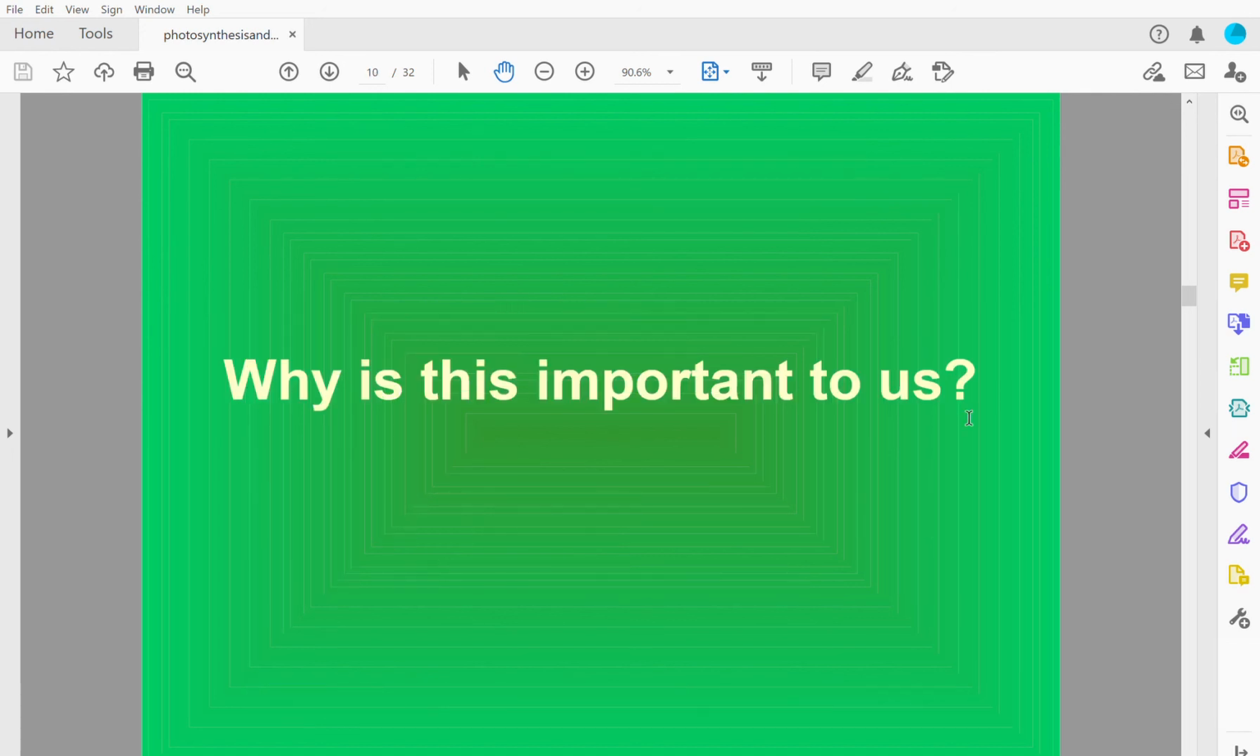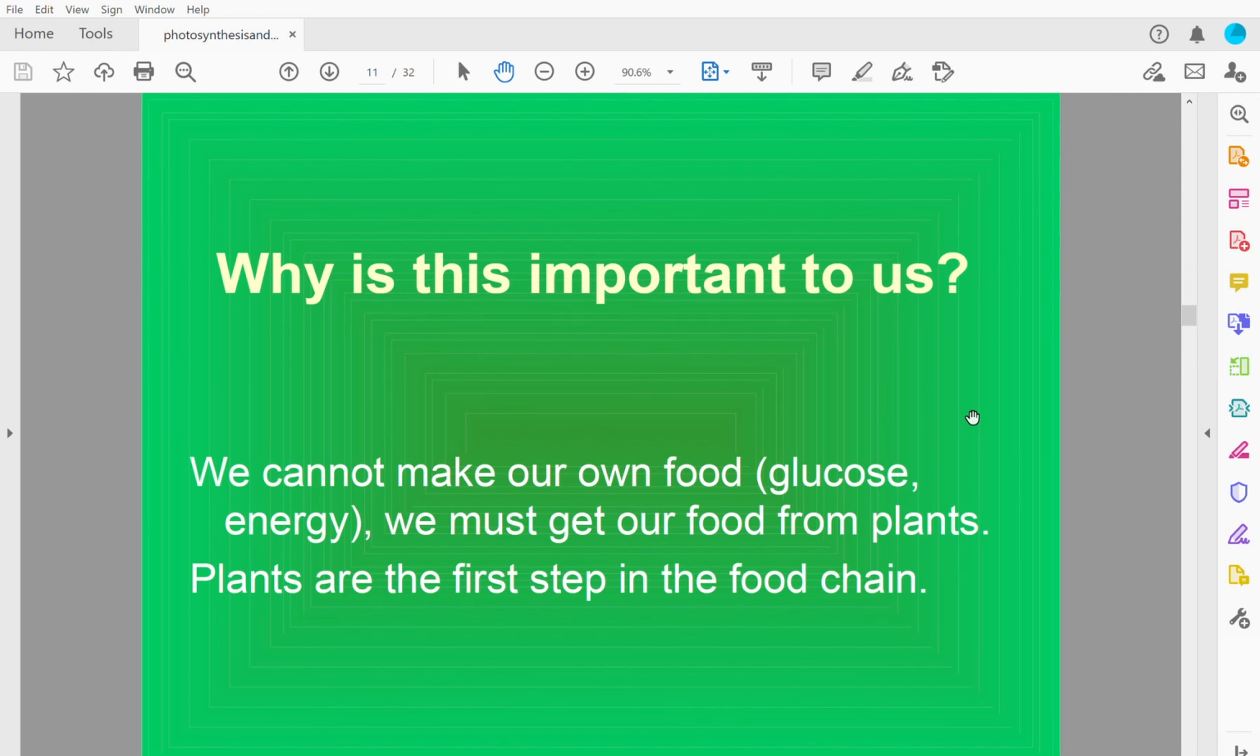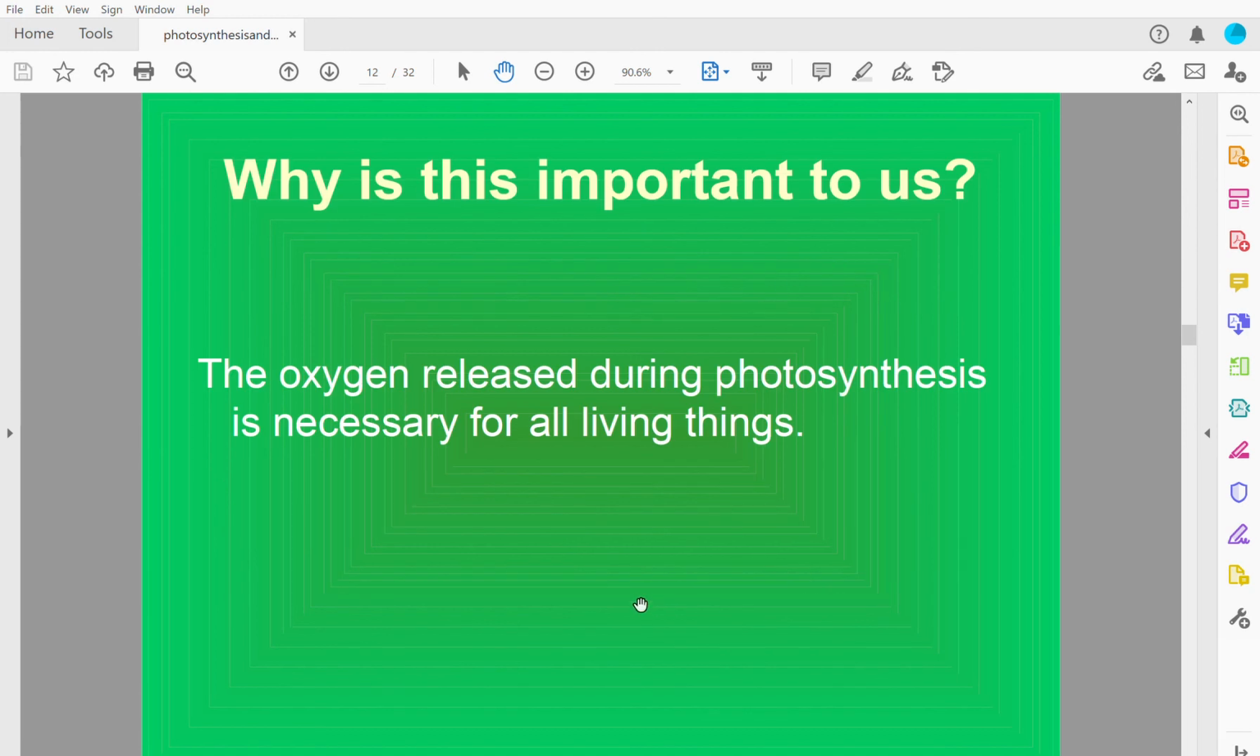Why is this important to us? Well, we just mentioned we can't live. We wouldn't have food to eat. We wouldn't have oxygen to breathe, and we'd all die. So we have to have it. It's part of that food chain that we've talked about. Oxygen is released for us to use, and it's necessary for all living things.